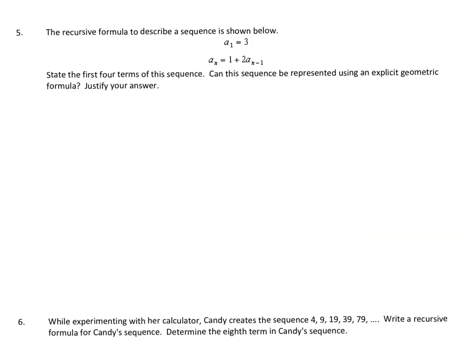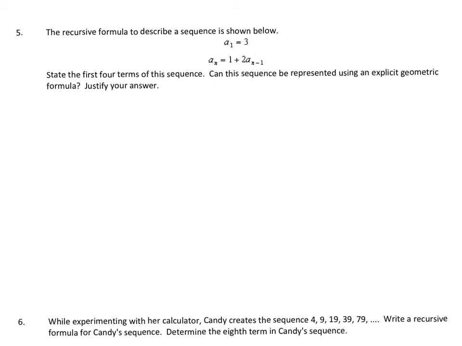Okay, so we're going to take a look at the next page, and this is where we're going to end today. So if we look at this, it says the recursive formula to describe a sequence is shown below. So this time they're giving us the formula. Okay, that's nice of them. Now they want us to find the first 4 terms. So instead of them giving us the terms and having us write the sequence, they're giving us the sequence and we're going to write the terms. Now if you look, this is actually a mix of arithmetic and geometric. Right? We're adding 1 as well as multiplying by 2 to get from one term to the next. So here we're going to do a little mix.